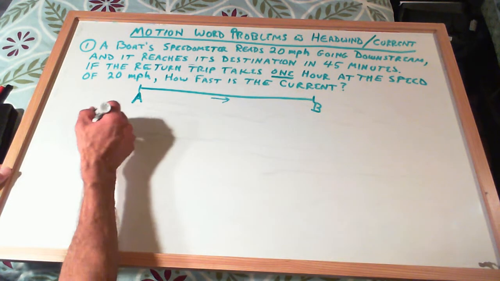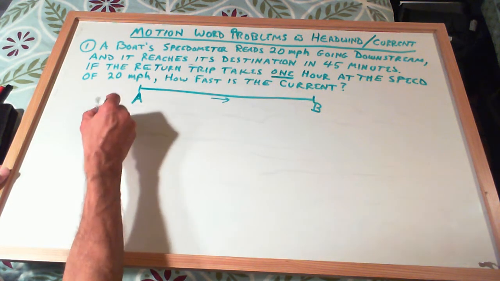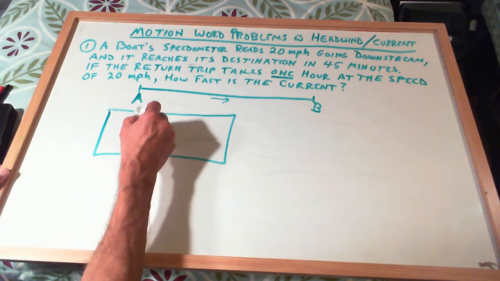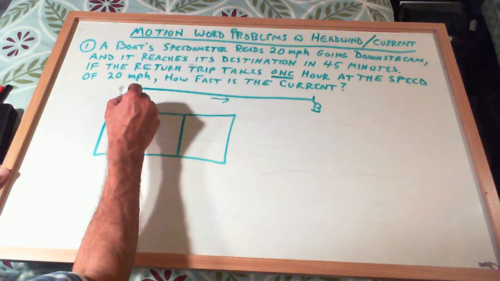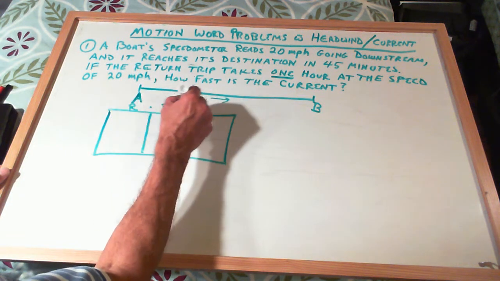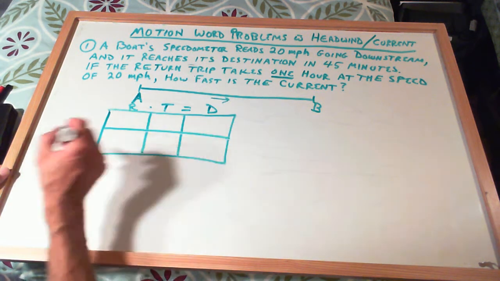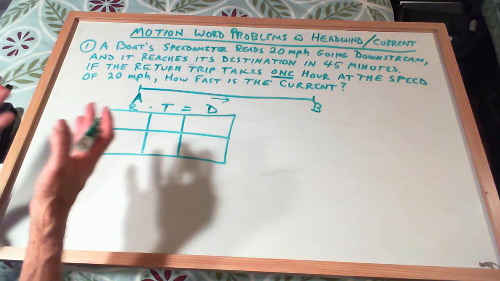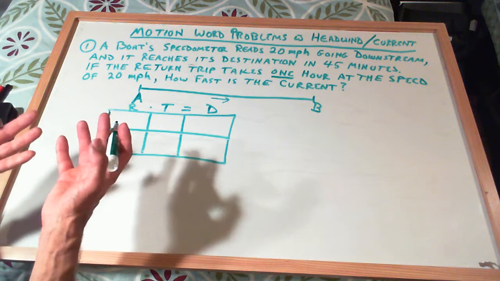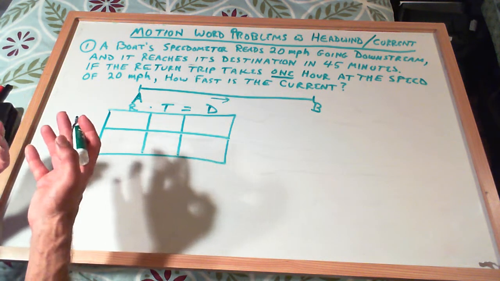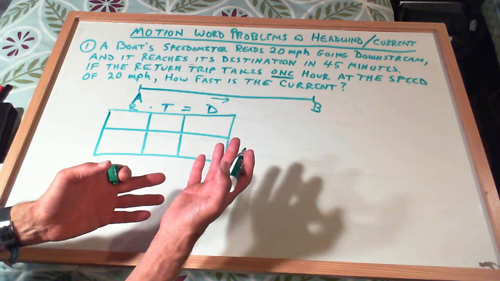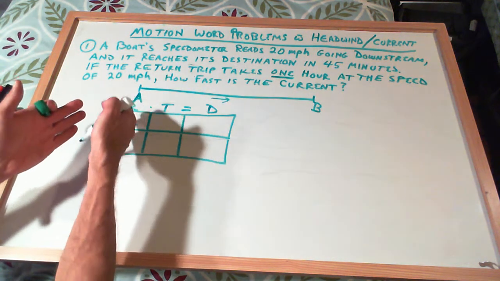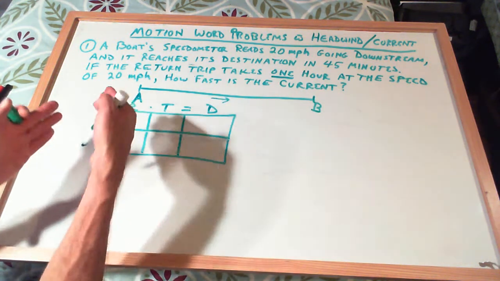We always start with our little box. So we're going to create our little box again to get this figured out. We have rate times time equals distance. Since it's the same boat, we're not comparing two different boats or two different planes, we're comparing the same boat going downstream versus that same boat going upstream. And notice the distance to go from A to B and then from B to A is going to be the same.